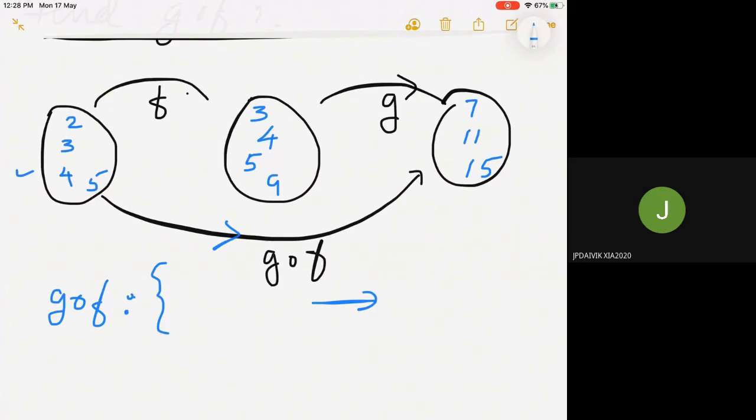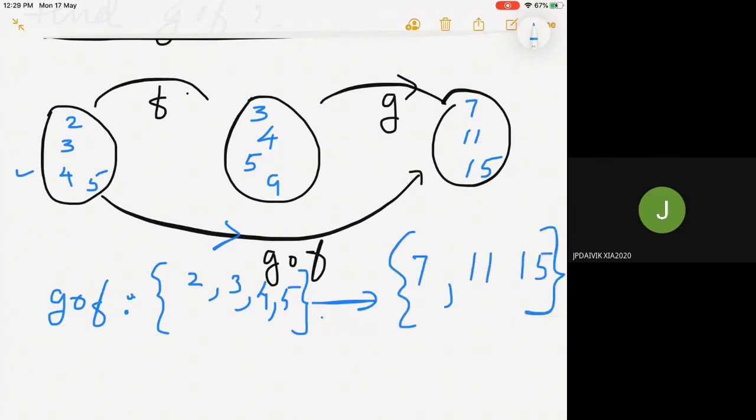No answer. So g dot f is defined from the set 2, 3, 4, 5 to the codomain is the last set, that is 7, 11, 15. So g dot f is defined from 2, 3, 4, 5 to 7, 11, 15.